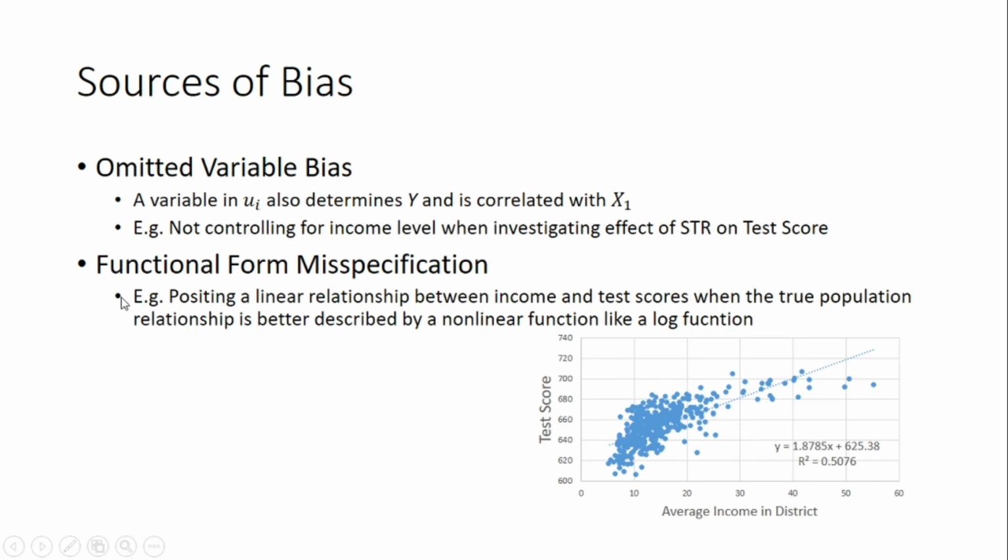We also have a source of bias which is functional form misspecification. This is where you just assume that the relationship between one variable and another is, say, linear, when in reality maybe it's non-linear.